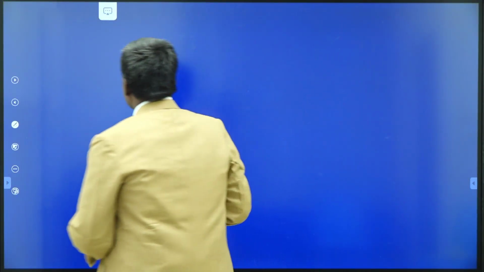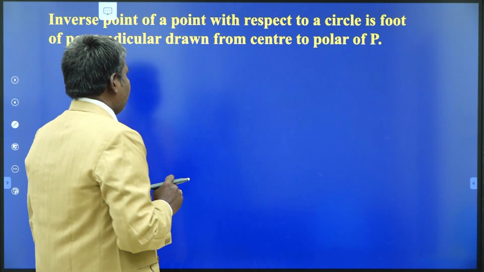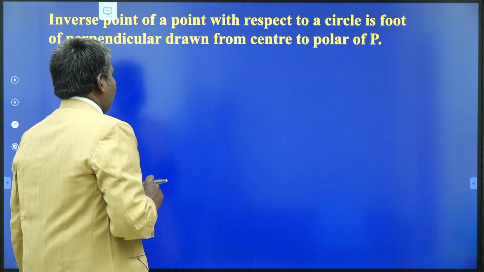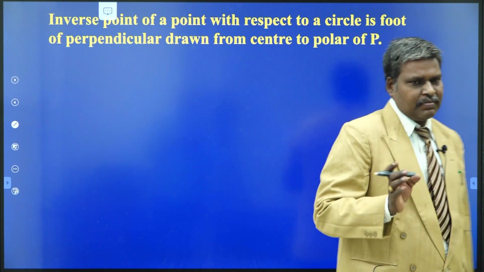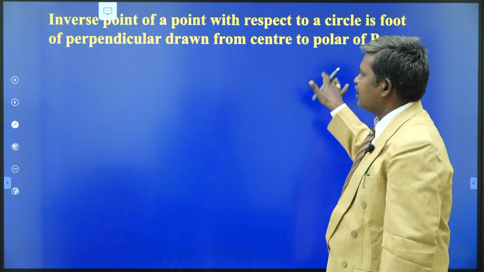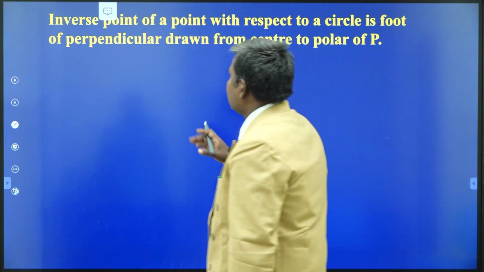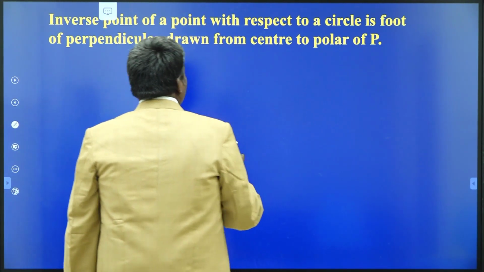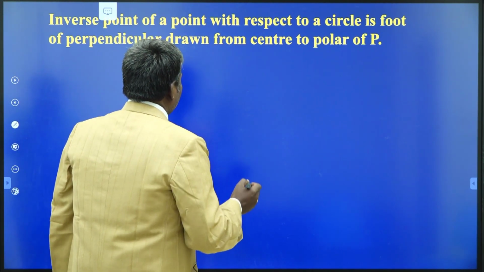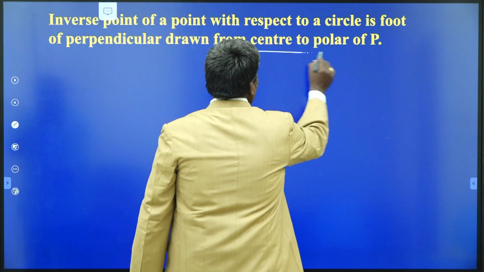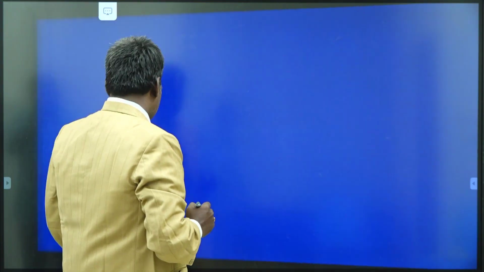See this one. The inverse point of a point with respect to a circle is the foot of perpendicular drawn from the center to the polar of P. This is also a concept within the definition itself. The inverse point of a point with respect to a circle is nothing but the foot of perpendicular drawn from the center to the polar of P.